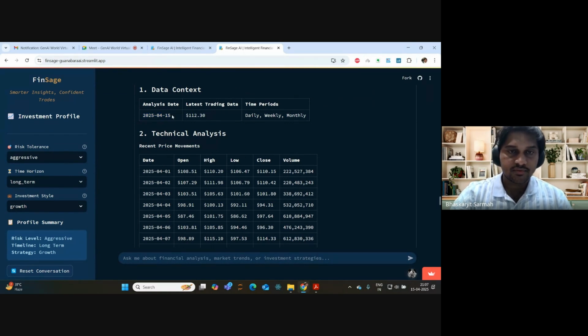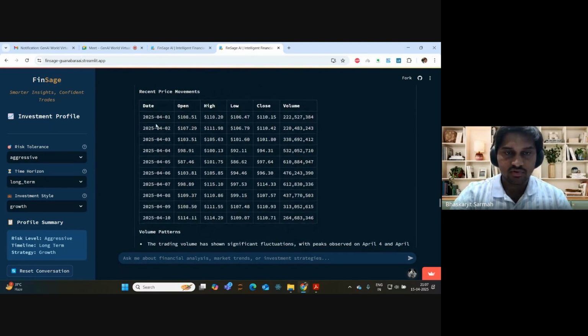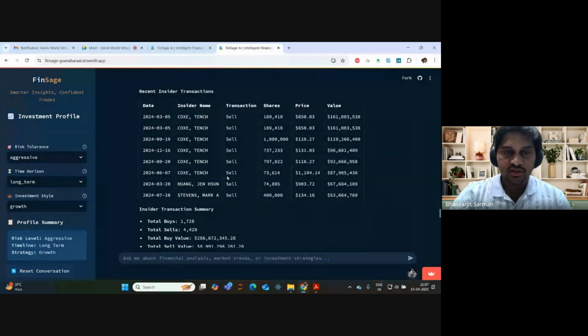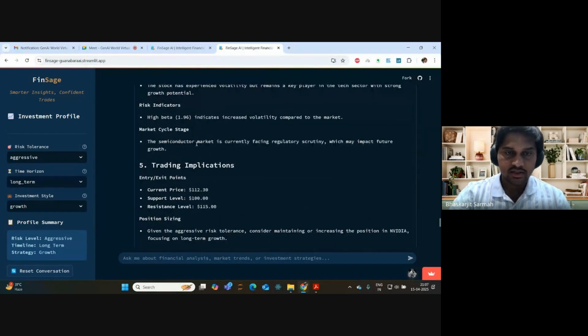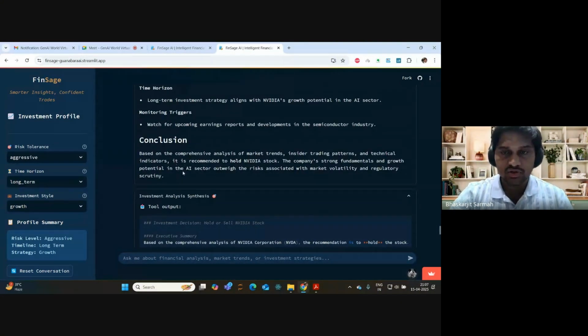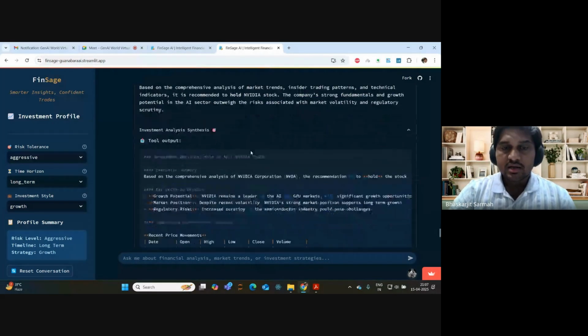I can see this is from today, this date, and then these are some recent price movements from the last week. Based on this information, again, I'm not going through each and every insight, I'm just showing you the conclusion. Based on the insider trading patterns and the technical indicators, it is recommended to hold NVIDIA. The company's strong fundamentals and growth potential in the AI sector outweigh the risk associated with market volatility and regulatory risk, and so on.